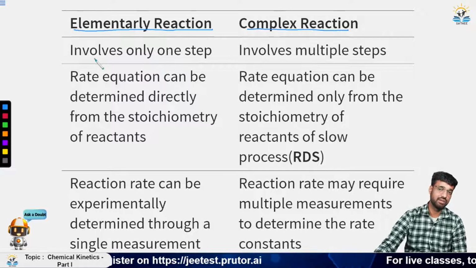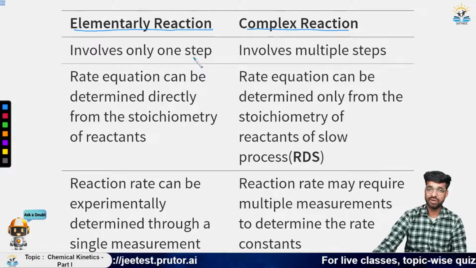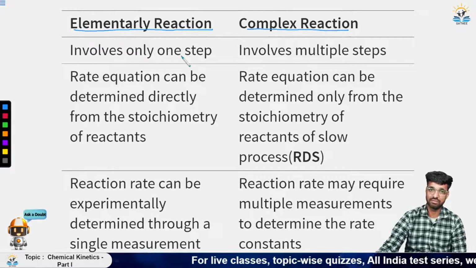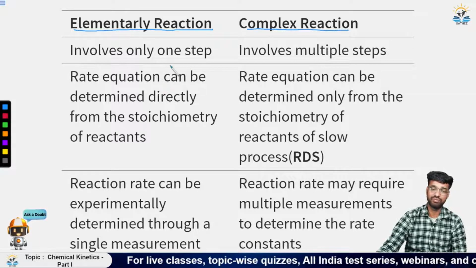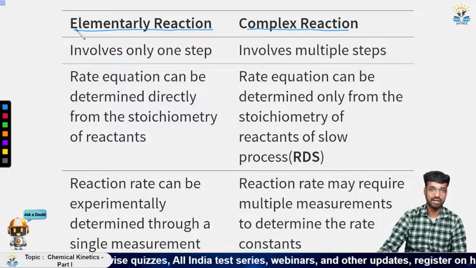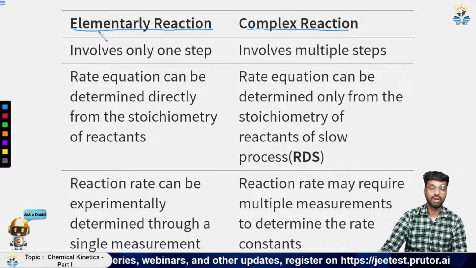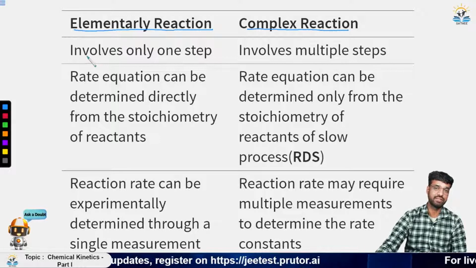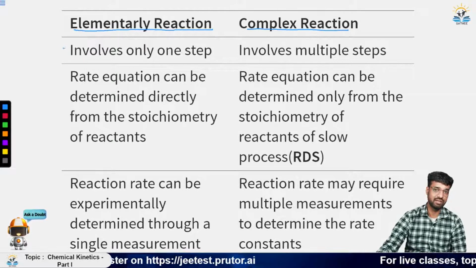It can be determined only theoretically if you know each and every step of that complex reaction. Until and unless it is mentioned, you cannot find it. So for now, just keep in mind that unless and until it is given that it is an elementary reaction, you will not take the coefficient as equal to the order of reaction. Now what is an elementary reaction? Let us see the differences.